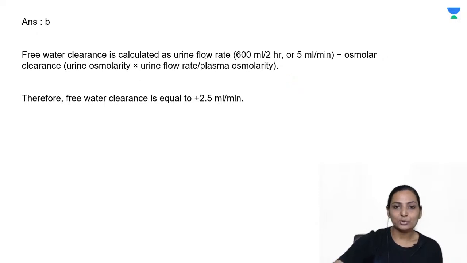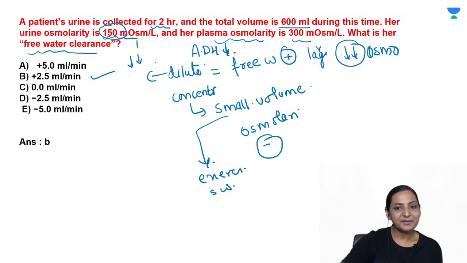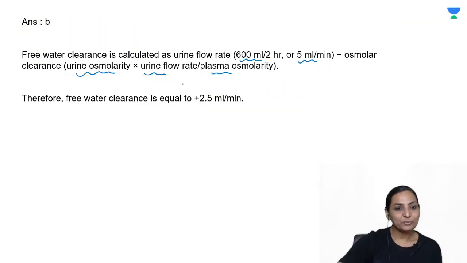You know that the urine volume was 600 ml per 2 hours. So you can take it as 5 ml per minute. Definitely this calculation will be required over here. And for osmolar clearance, you get the urine osmolarity divided by plasma osmolarity into urine flow rate. Everything is being provided to you. Urine osmolarity 150, plasma osmolarity 300, and therefore your clearance becomes plus 2.5. This means a large volume of dilute urine with a low osmolarity.